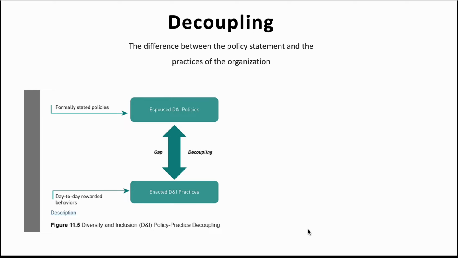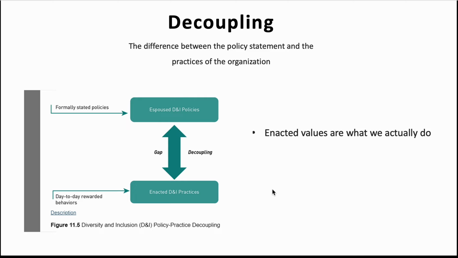So, one really important aspect of inclusive leadership is that we need to walk the talk. We need to do what we say we're going to do, and we need to really put commitment to our words. So, unfortunately, we see this phenomenon called decoupling, which is the difference between what our policy statement says and the practices of the organization. So, when there is a gap between what we say we care about, when we say what our policies are, and what we actually do day to day, that leads to this phenomenon of decoupling.